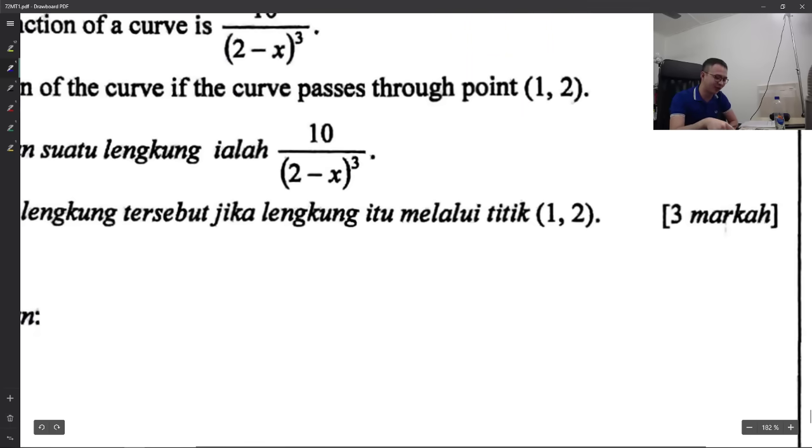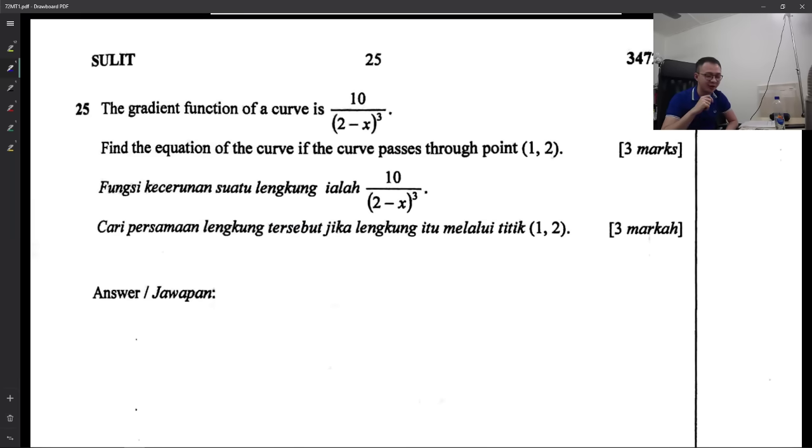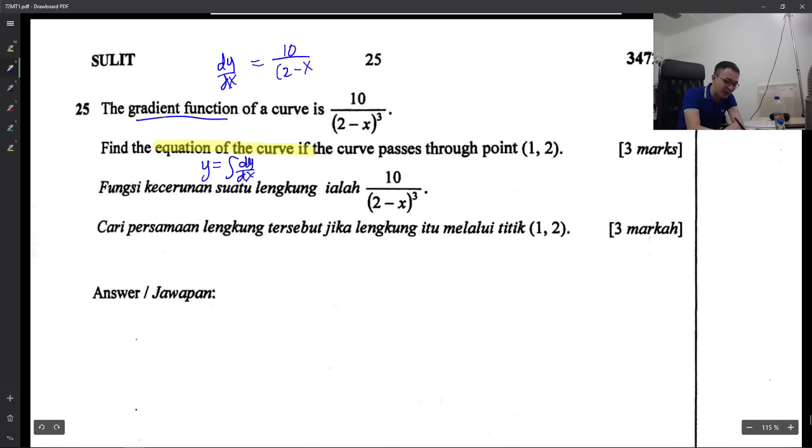So yeah, let's move on to the last question of today. Simple. Okay, so the only one method to find the equation of the curve in your SPM or IGCSE syllabus, only one way to find the equation of the curve. Whenever you see the equation of curve, that means y equals the integral of dy/dx. Just now I said whenever you integrate dy/dx, you will get y. This is how you get the equation of curve. Always integrate your gradient function. Gradient function is dy/dx. So I need to integrate this one to get my equation of curve.